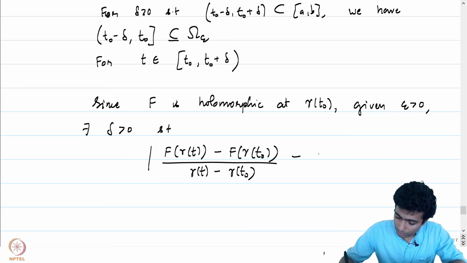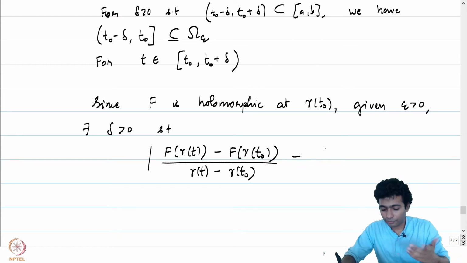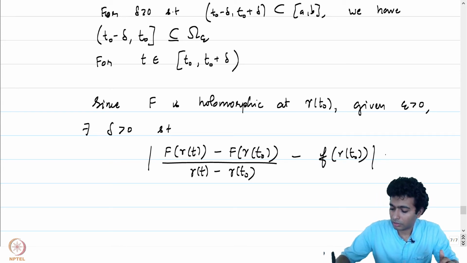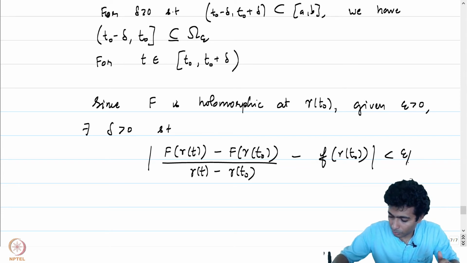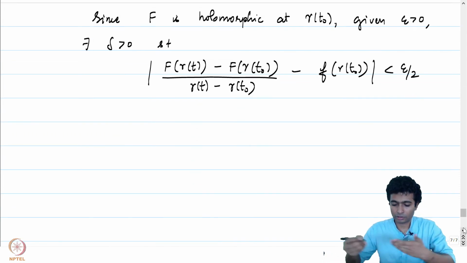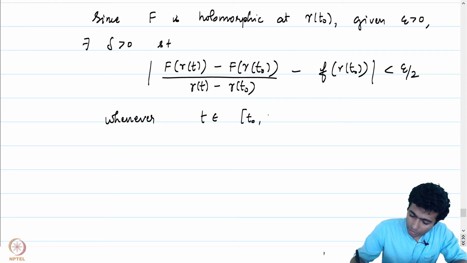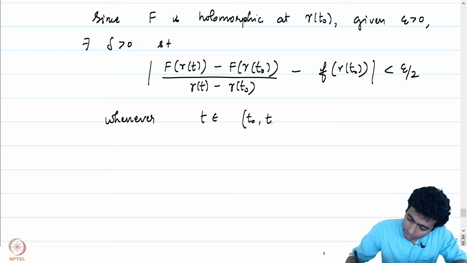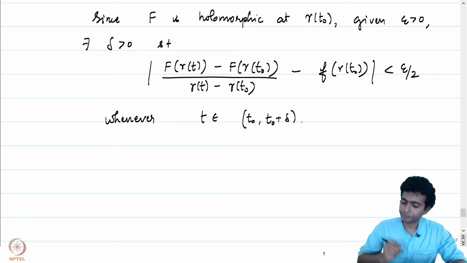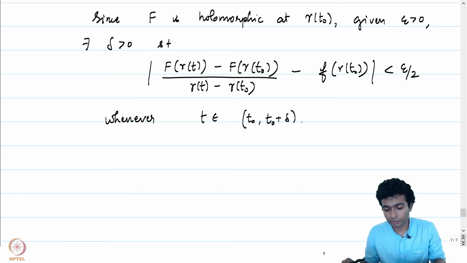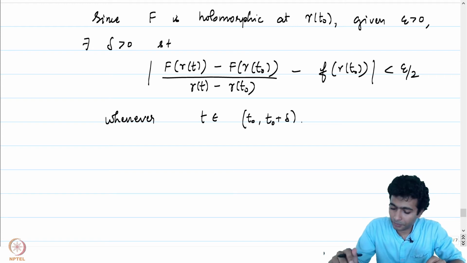is arbitrarily close to epsilon, close to the derivative of capital F, which is small f, which we know is small f. This is less than epsilon. Maybe let's put epsilon by 2 if needed. We'll correct it later. Whenever T belongs to T naught comma, okay, let me not include T naught, comma T naught plus delta. So this can be arranged by using the holomorphicity or complex differentiability of capital F at T naught.